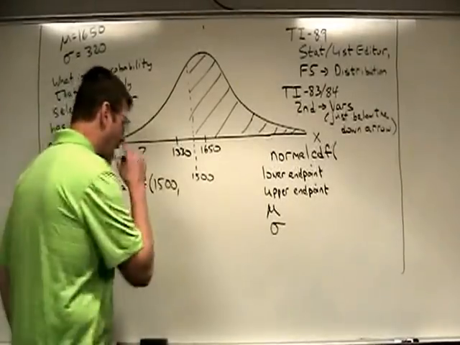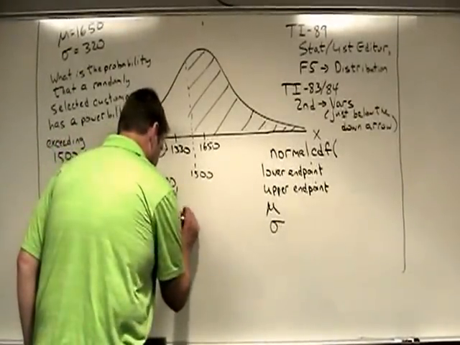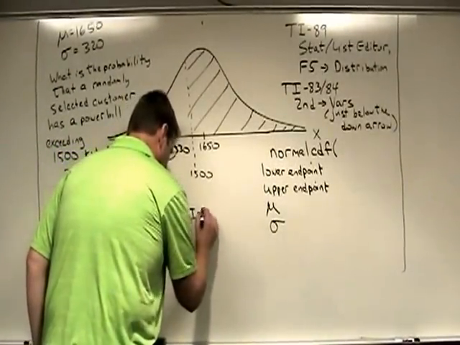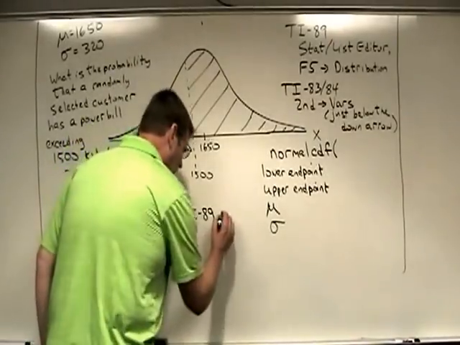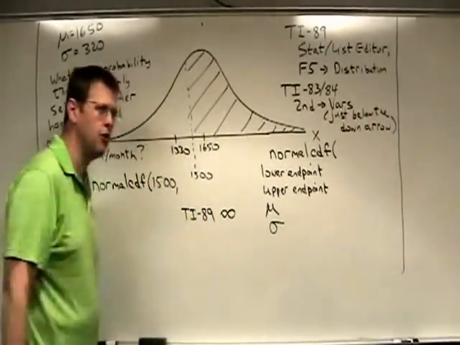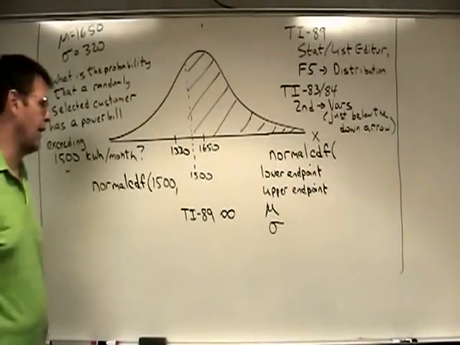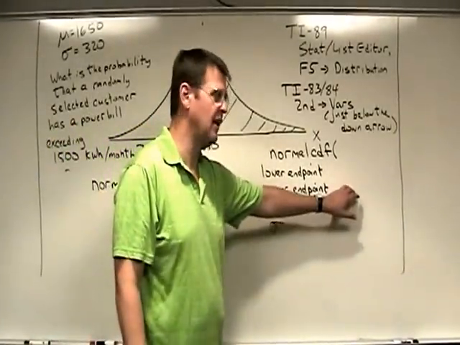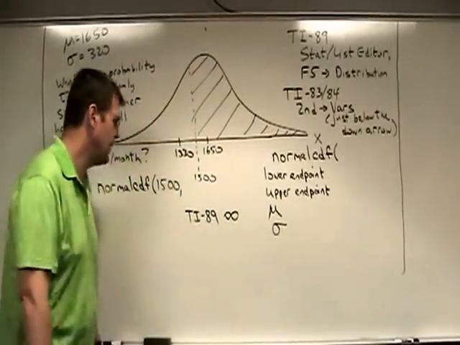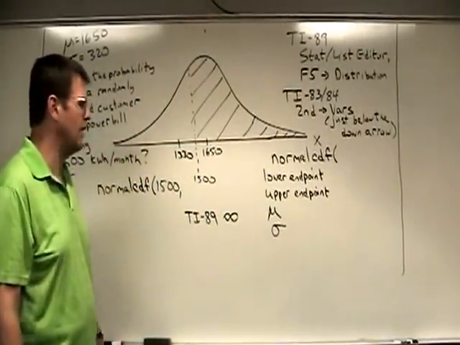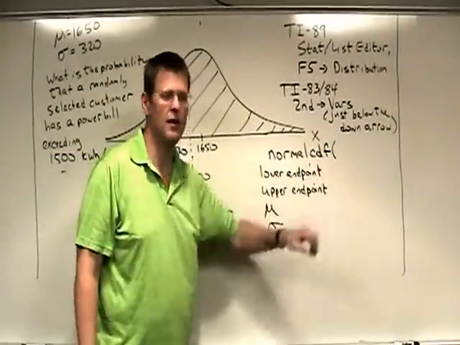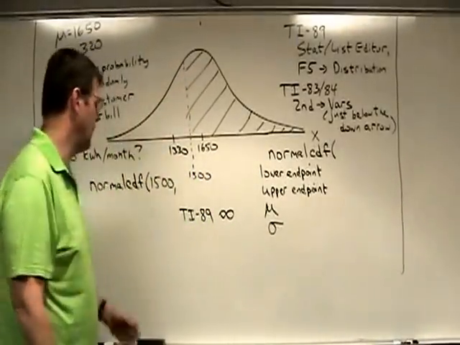So if you have a TI-89, there is actually an infinity button on your TI-89. If you have no upper endpoint, you will put infinity there for the upper endpoint. If you have no lower endpoint, you will put negative infinity for the lower endpoint.